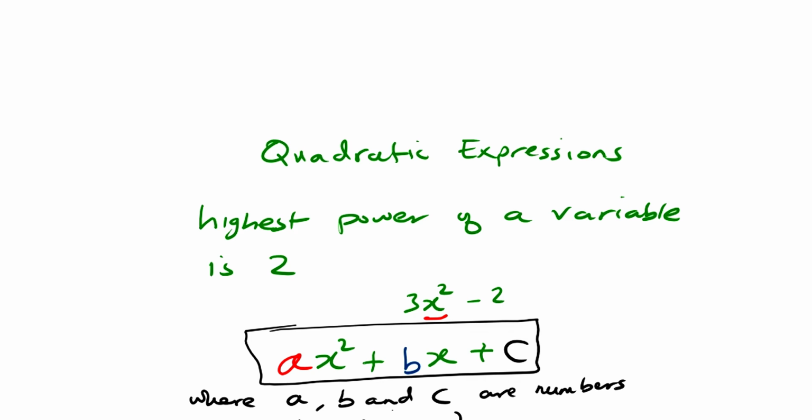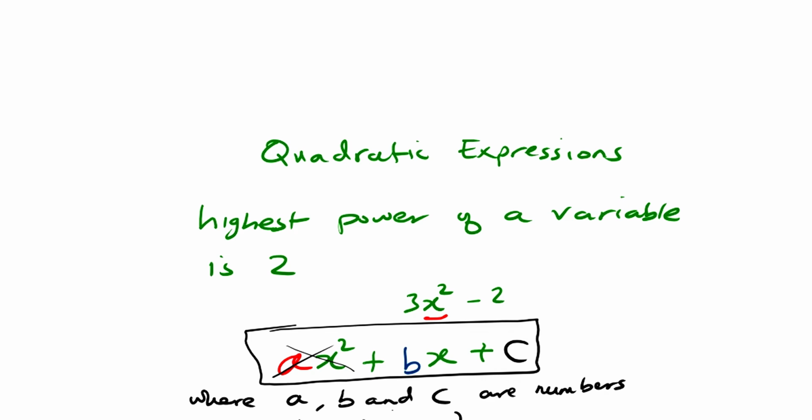The second criteria is that the a can never be equal to 0. Okay. Once the a is 0, all this is wiped out. We no longer have the highest power in the expression being 2, and so it's no longer a quadratic function or a quadratic expression. So that is an example of a quadratic expression.